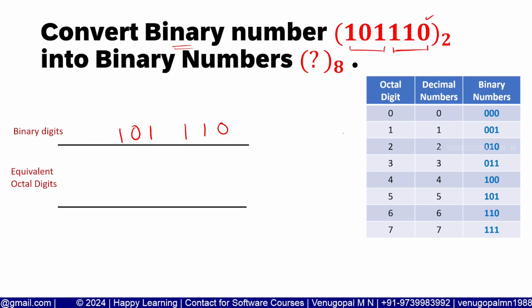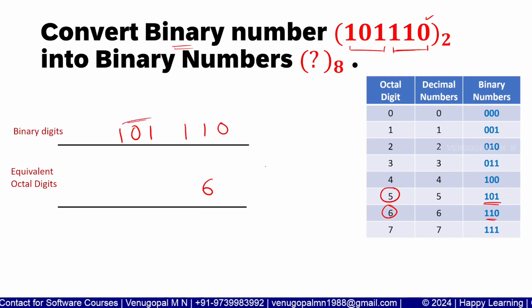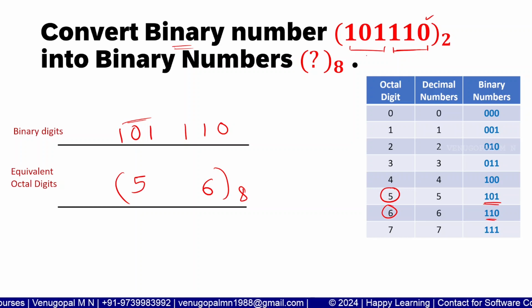Now refer to this table. 110 in binary is equivalent to octal number 6. Similarly, 101 is equivalent to octal number 5. So 56 to the base 8 is the equivalent of this number. All we have to do is group the binary bits in groups of 3, starting from right to left, and then refer to this table and write the equivalent octal value.